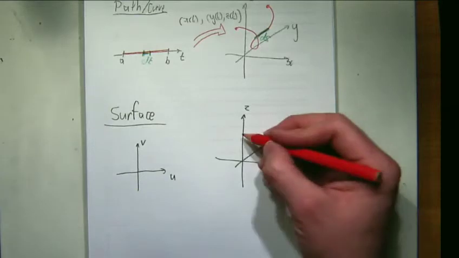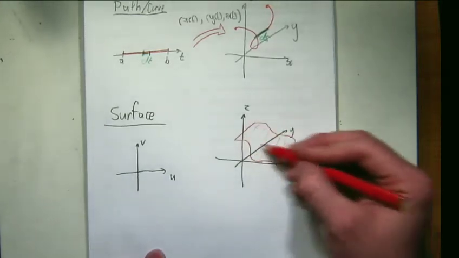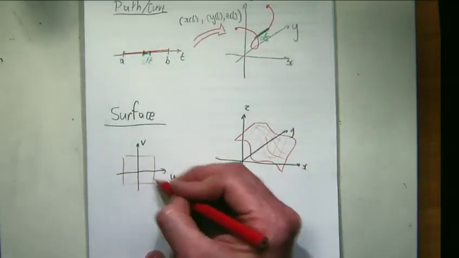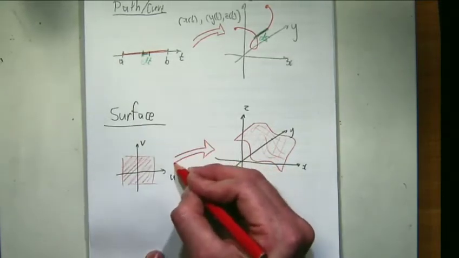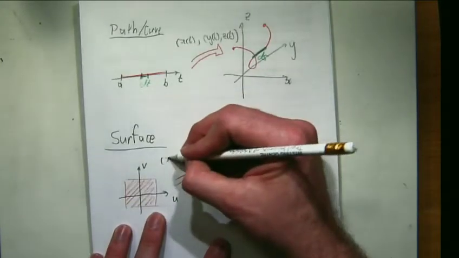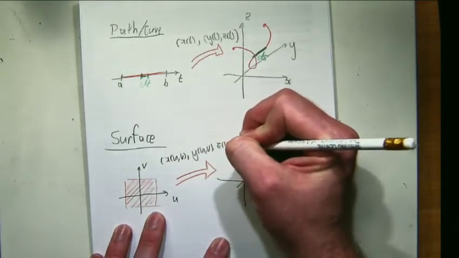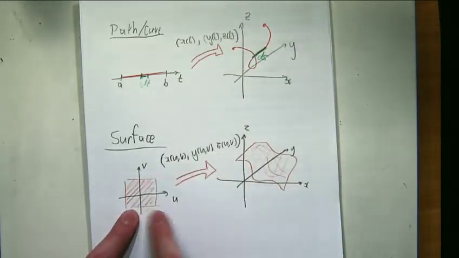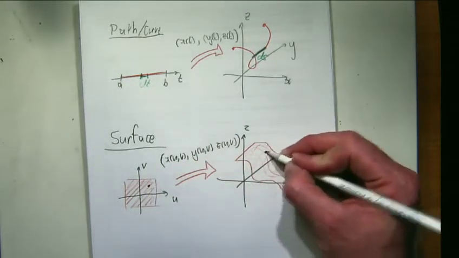And so what happens is that you get some zone here, and the process that does that is the same, except it's like x of uv, y of uv, z of uv. And that function takes these things and produces things over here. So a point somewhere there might end up over here on my surface.